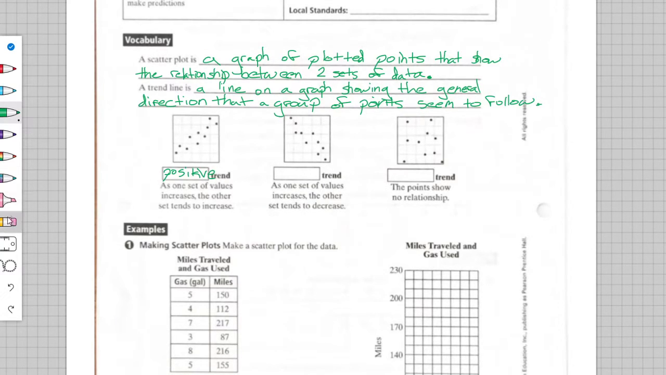I don't know why that came out so well. Try it one more time.